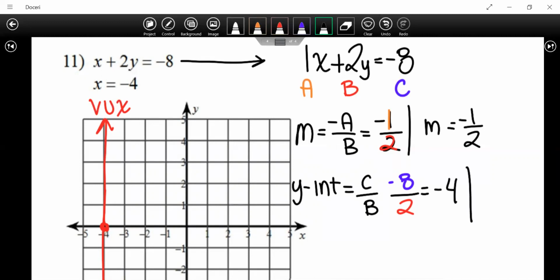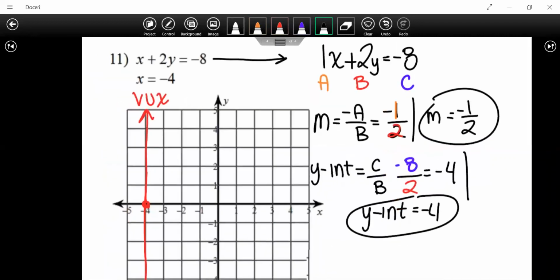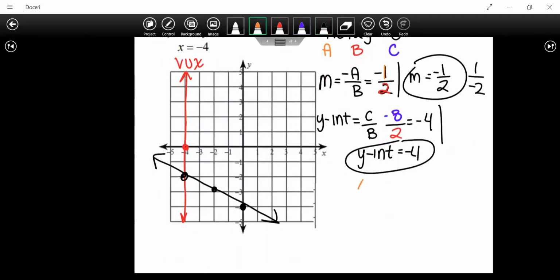It's going to be -4, so our y-intercept is going to be -4. So we have our two things: our y-intercept and our slope. Go down 4. I'm going to go backwards on this one, so I'm going to change it from -1/2 to 1/2. So I'm going to go up 1, back 2, up 1, back 2. Graph that a little bit nicer. The solution set for this shall be -4, comma, -2.